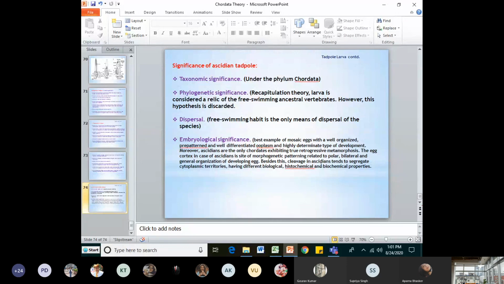The egg cortex in the case of ascidians is the site of morphogenetic pattern related to the polar, bilateral, and general organization of developing cells. Besides, the cleavage in ascidians tends to segregate cytoplasmic territories having different biological, histochemical, and biochemical properties. So some unique properties are also observed during the tadpole larva formation as well as during the retrogressive metamorphosis, which were not visible in other metamorphoses.